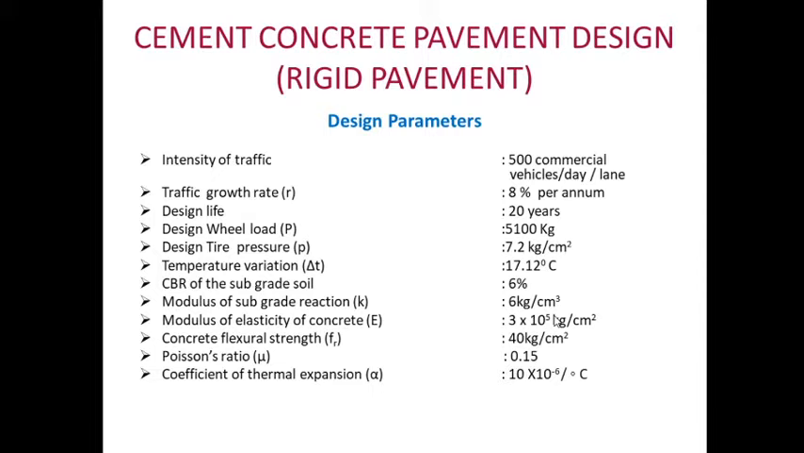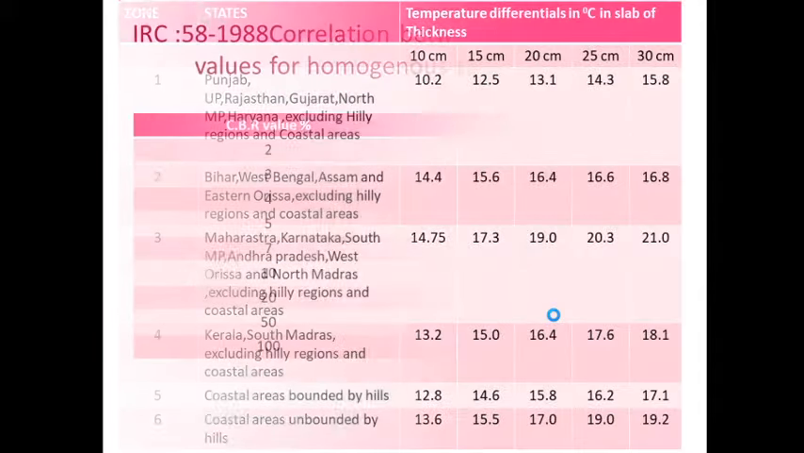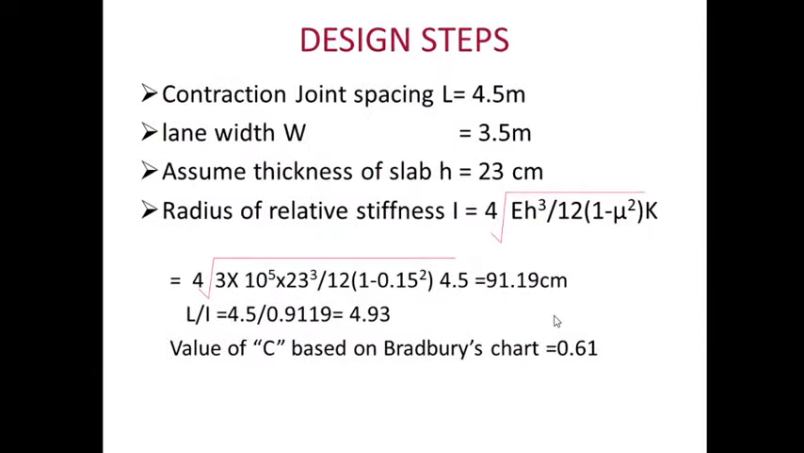Then this is the design step. First, we are assuming the joints. In cement concrete, we provide various joints. In the longitudinal direction, we provide longitudinal joints, whereas in the transverse direction, we provide transverse joints such as expansion joint, contraction joint, construction joint, and warping joint. Normally for design, we take the contraction joint spacing.